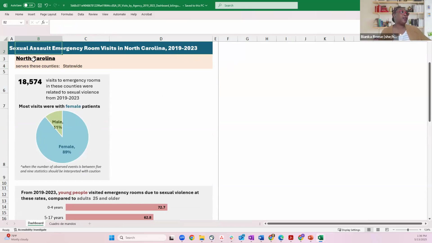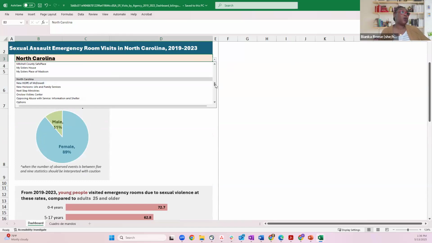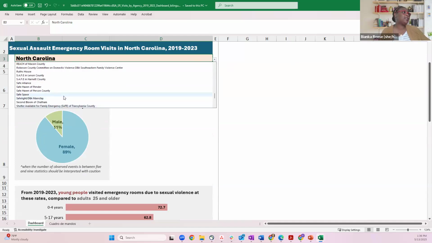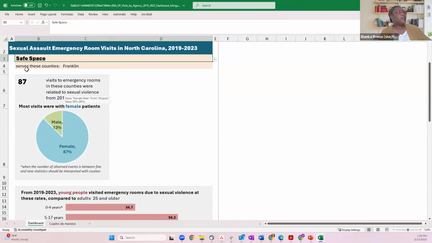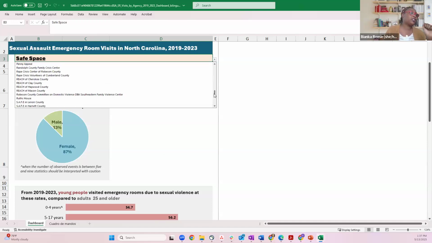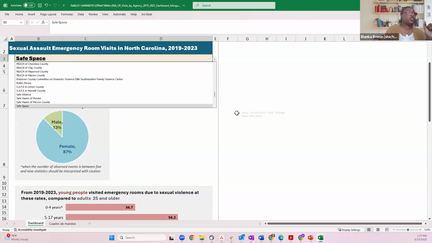In row 3 is where you will filter for your agency. Again, this information is organized by agency, and then also service area. So let's find one, Safe Space. I know that they work in Franklin County, so all this data is for Franklin County. So again, you have to filter to find your organization, and all member organizations should be listed here.